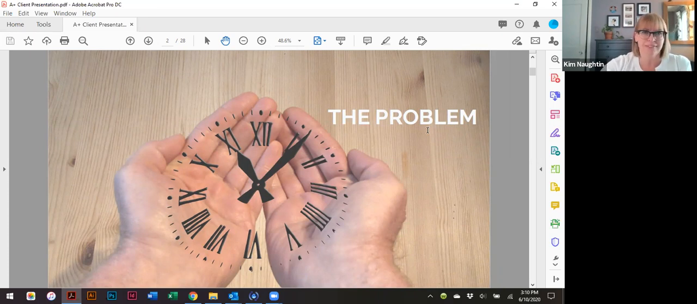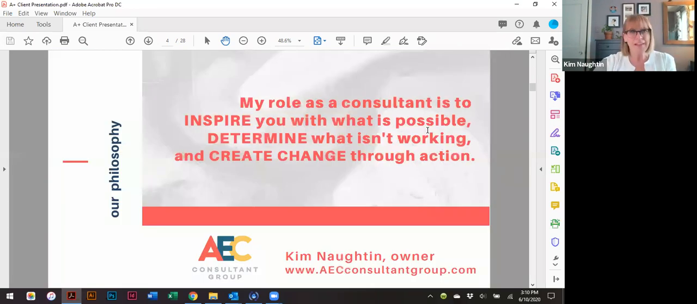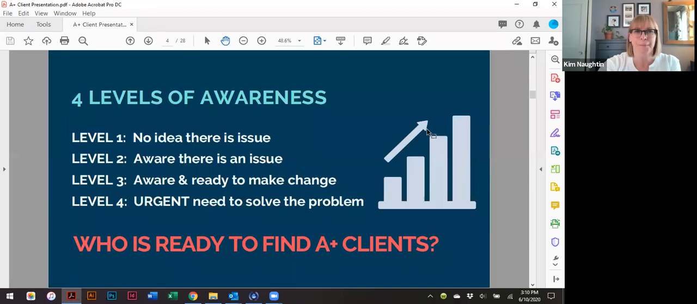But it always seems to come down to time, right? How do you fit this into your schedule? And my role basically as a consultant is to really inspire what is possible. But you've got to figure out what's working and not working, right? That's where we always start. Seeing what you're doing, what's getting results, what's not, and then we've got to create that change and find a way to get you moving forward instead of just, here's a plan, good luck, have a nice day, right? We don't want to do that. We want to see things actually change in your business.